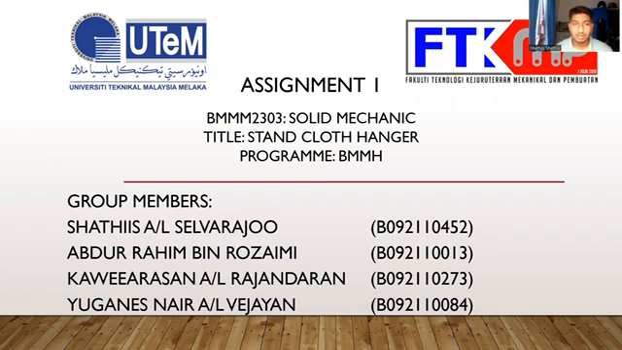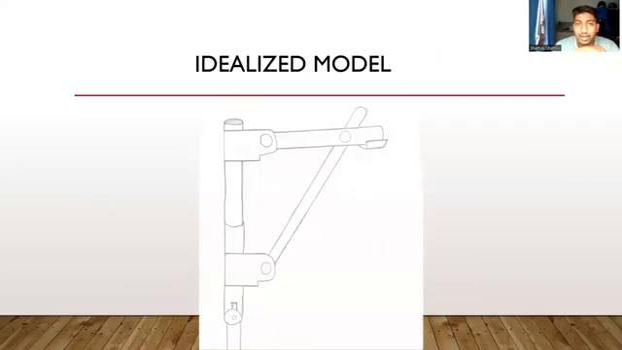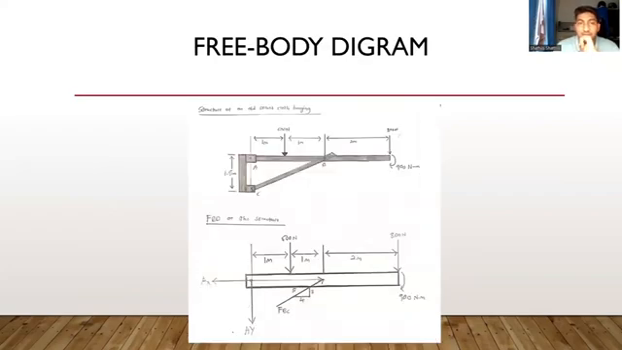So in this slide, as you can see, these are my fellow group mates. And to the next slide. This is the real structure in the picture, which is the cloth hanger, which resembles a triangle shape. It's called a wig stand. And this is the idealized model. And to the next slide, as you can see, this is the free body diagram, FBD.